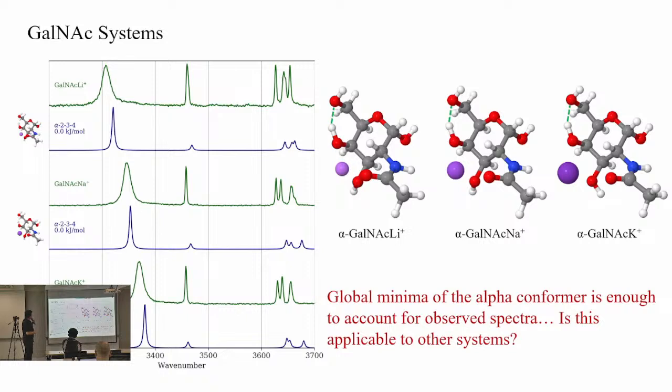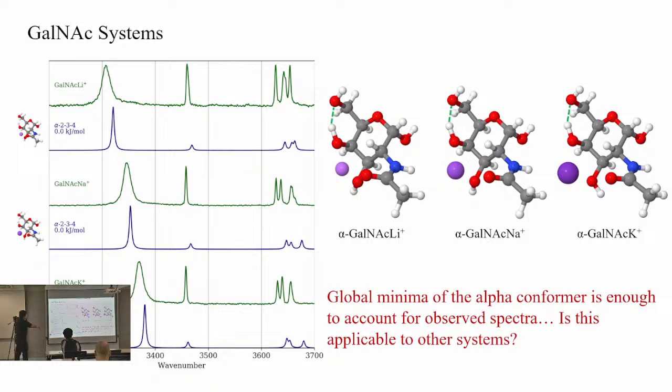Now, when we look at the galactose system, the green here is the experimental data, and the blue one here is the global minima that we have calculated. And it appears that using just the global minima accounts for all the observed peaks. So what does this mean? This means that the observed spectra here is only one conformer.